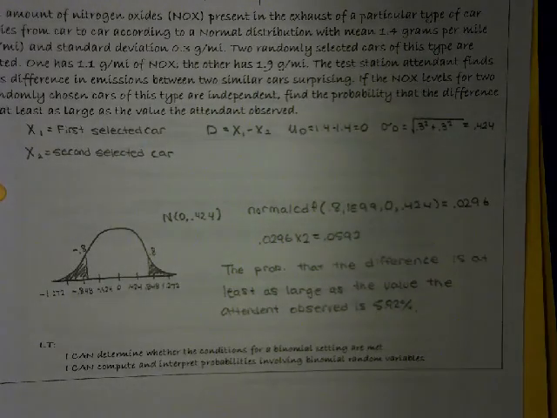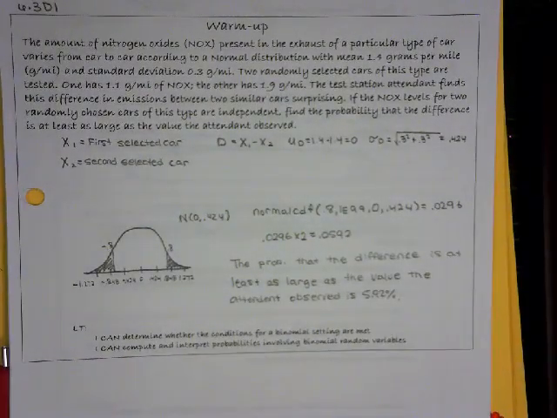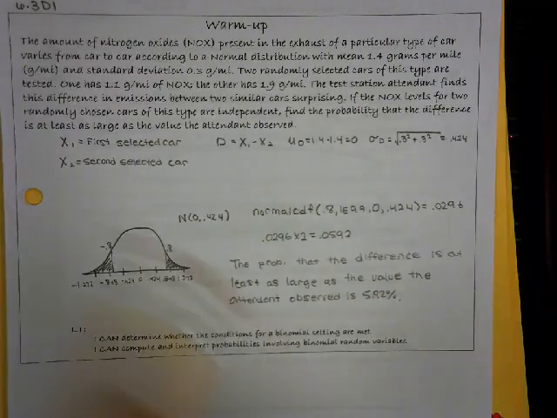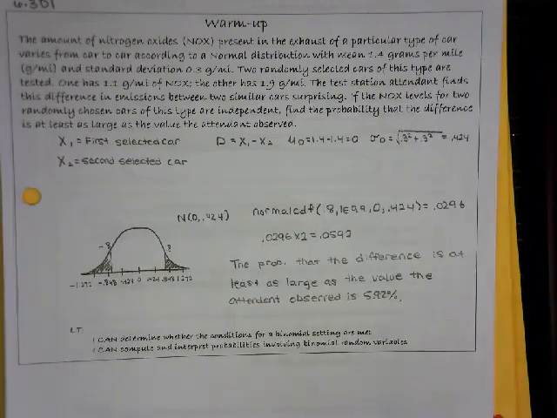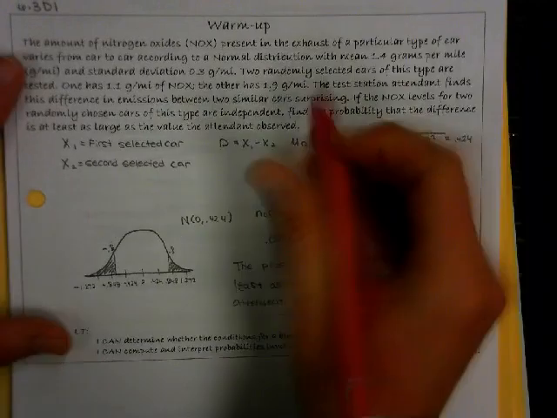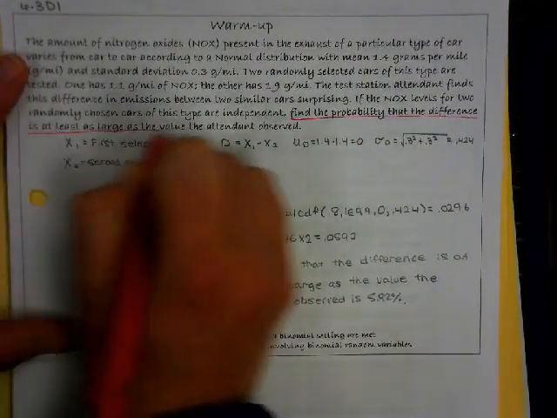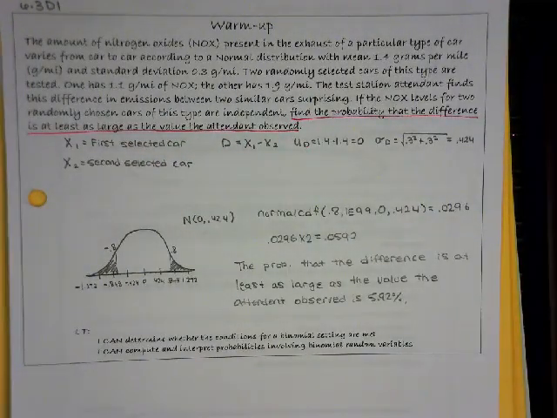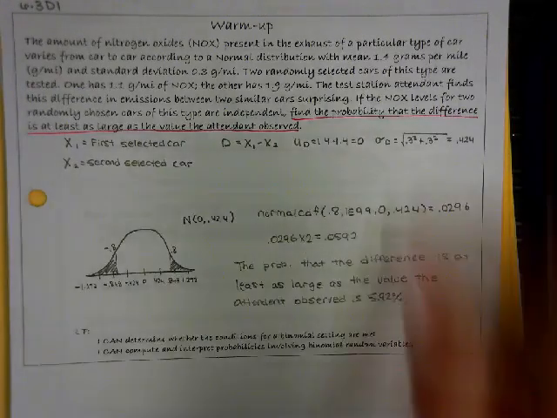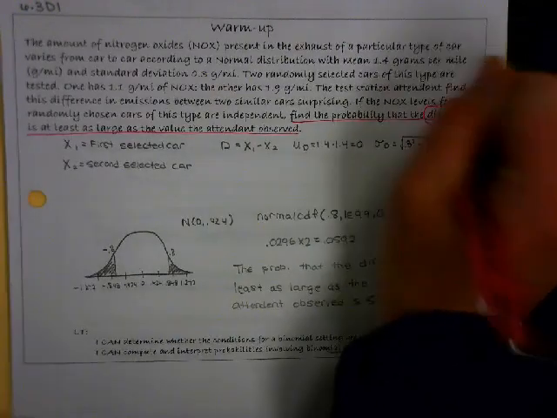All right. How many of you read the problem? The sentence. Although maybe it should be a question mark. It says find the probability that the difference is at least as large as the value the attendant observed. So the word difference tells us we need to do some subtraction.